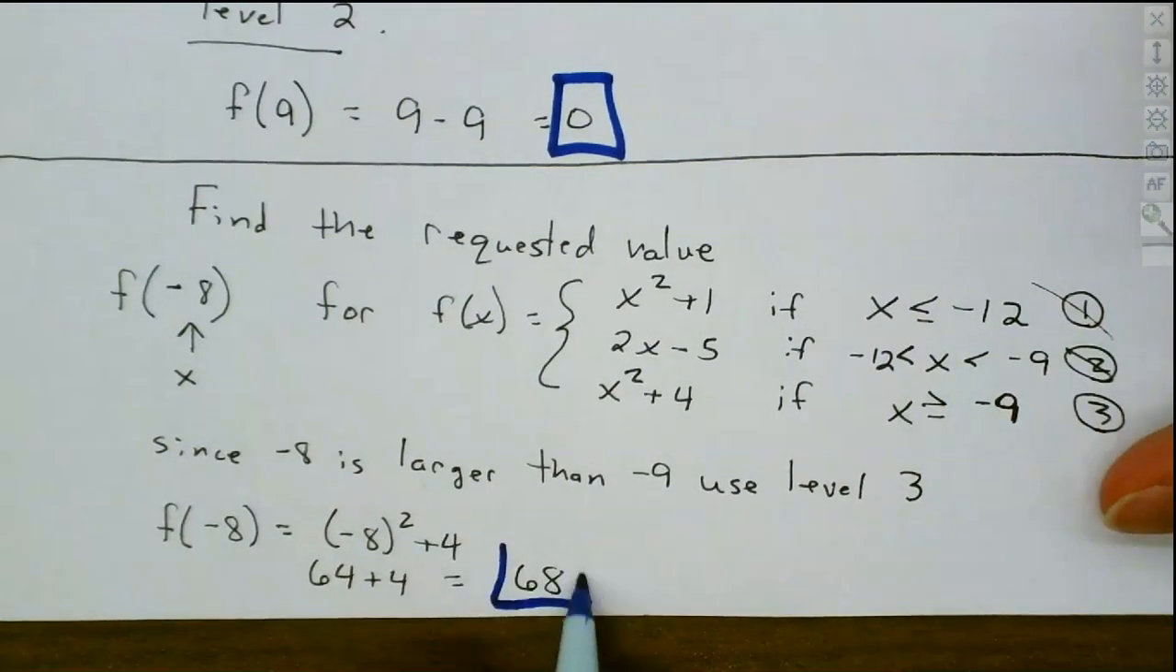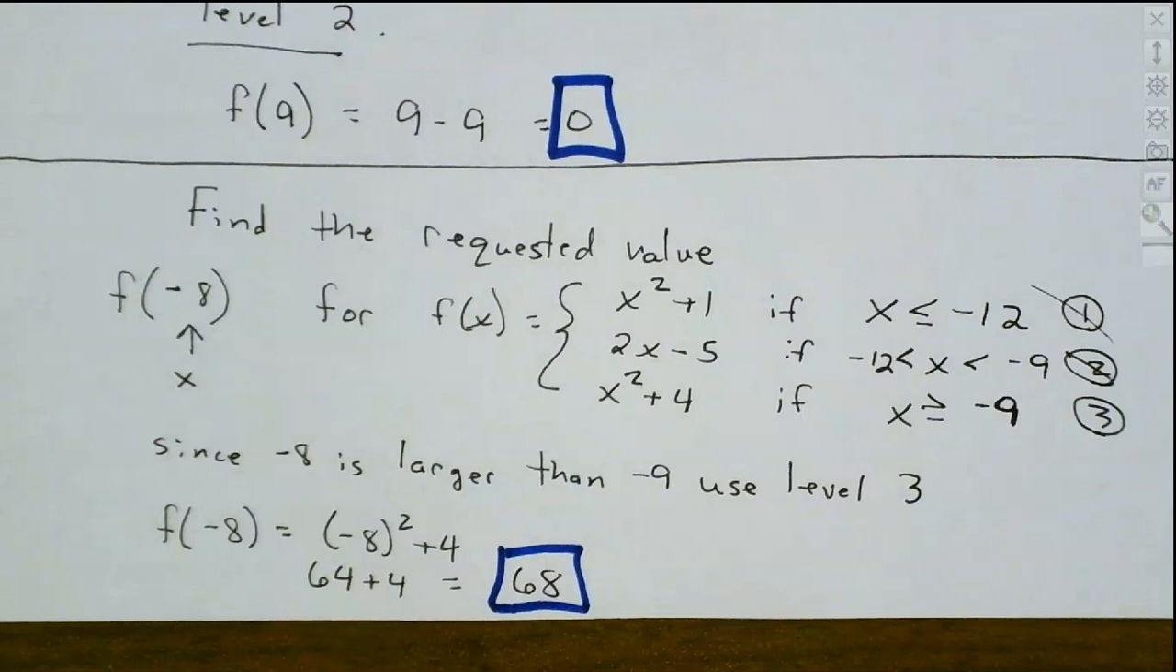And that's it. The first two questions from this part, 12 and 13, those are find the requested value. Now, do not plug it into all three rows. You only plug it into one of the rows.